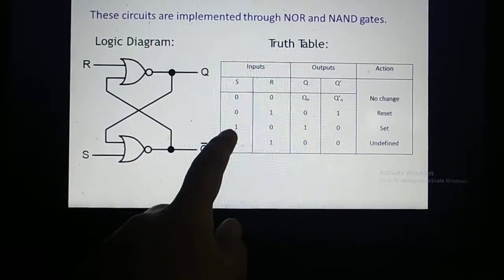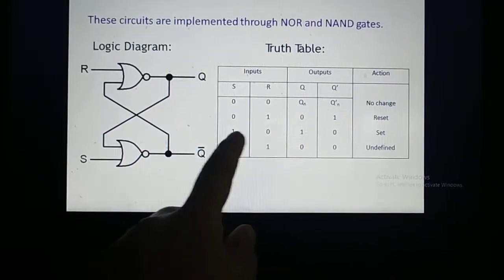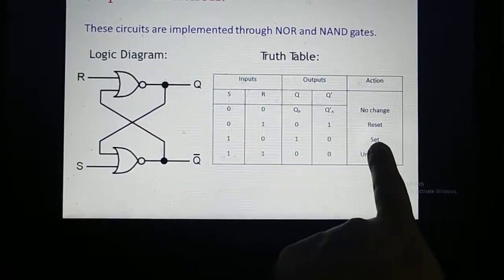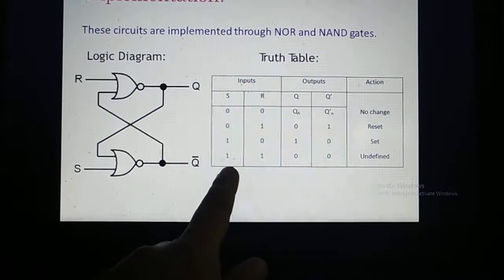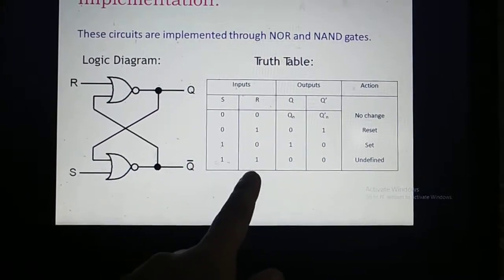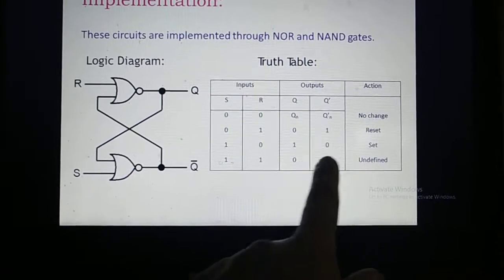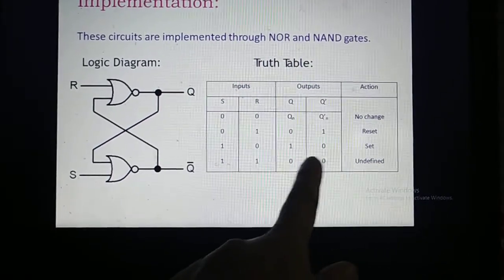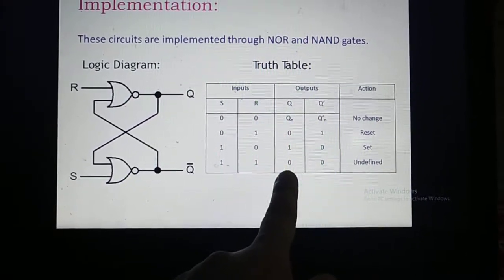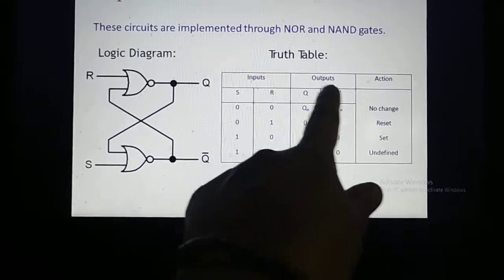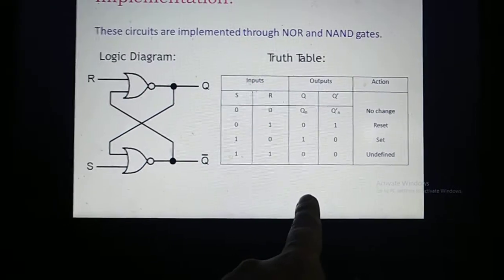When S is 1 and R is 0, the set condition is 1, so the action is set. The next condition is when S and R are 1 and 1. This condition is undefined because both Q and Q bar would be equal to 0 at this condition. This can't be possible because Q and Q bar are inverses of each other.